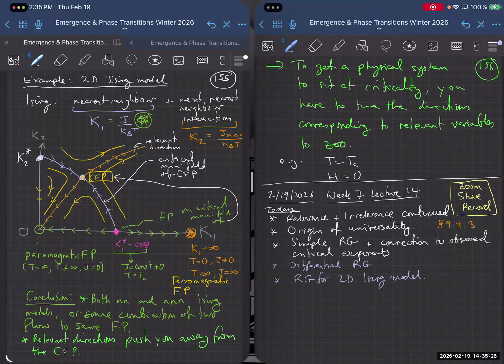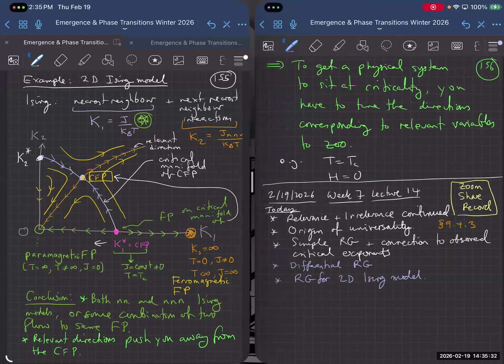Similarly, if I go to the left of the critical fixed point K1, then I flow towards a fixed point at K1 equal to 0, which means T is equal to infinity, or equivalently, J1 is equal to 0. And that then means that we have no effective interaction between the nearest neighbor spins, and so we have a paramagnet. So we can deduce the phase diagram just from the flows and where you go to.